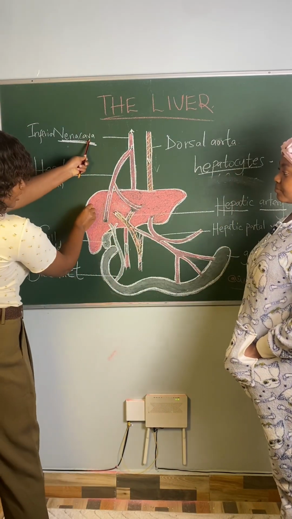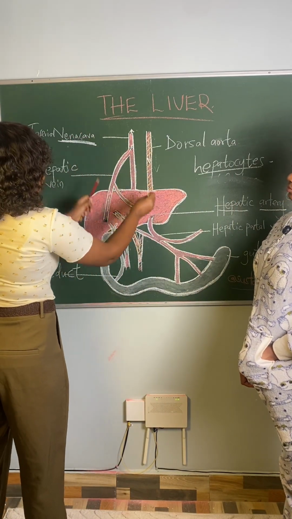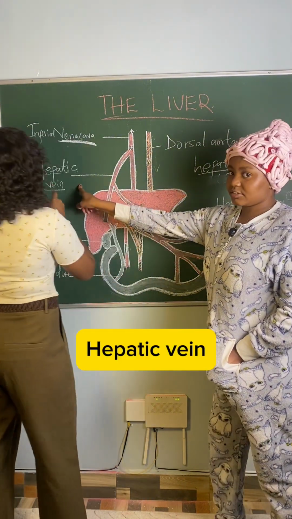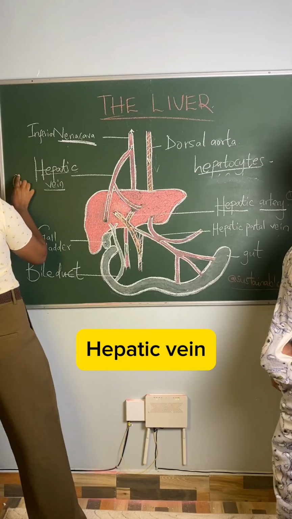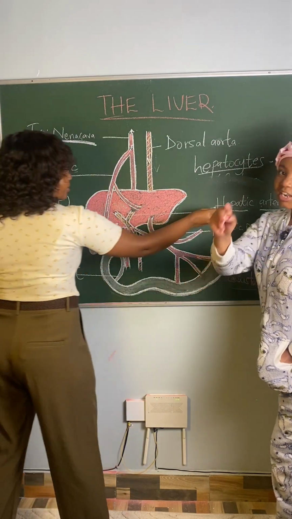So this takes its deoxygenated blood into the heart through what? The hepatic vein. In the outlet. This is out. Very good. Thank you for saying that, teacher. This is out. Na inlets ni mbili.